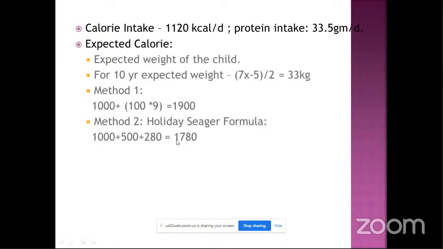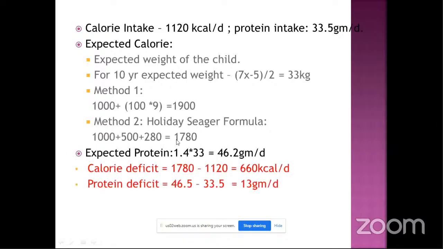So of either of those, I'm taking the lower one, so that I can calculate the expected protein and what is the calorie deficit and the protein deficit of this child. And we missed to do this, the expected protein. So the expected protein of this child will be 1.4, I'm taking around that. So till 12 years, we'll be having like 1.2 to 1.4, 1.5. So averagely, I'm taking 1.4 into 33 kg of the child, which is around 46.2 gram per day.